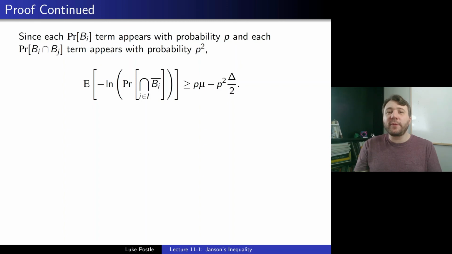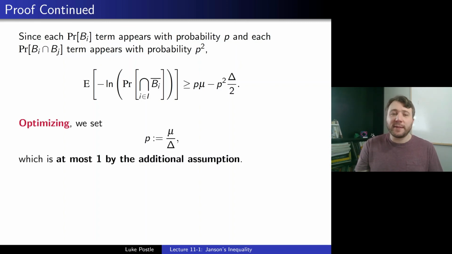And just as before with things like Chernoff and Hoeffding, now we want to optimize. So we set p to be the optimal. If you work it out, the optimal choice is mu over delta. And here, crucially, this p is at most 1 by the additional assumption, since delta was at least mu. So why do we need that? You might want to stop and pause and think for a moment.